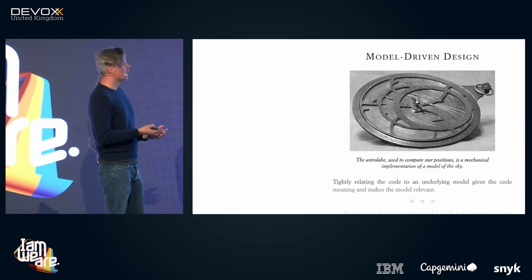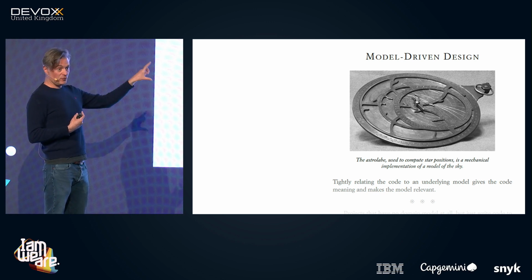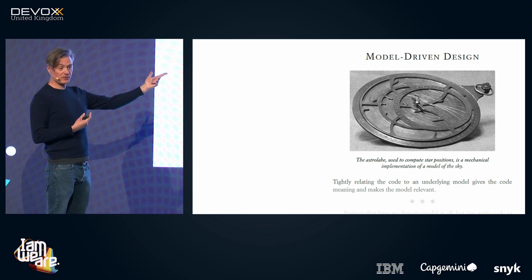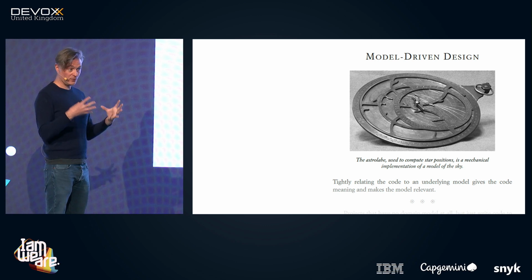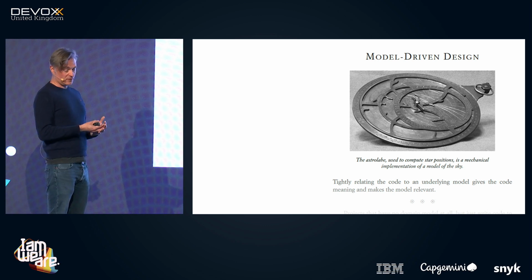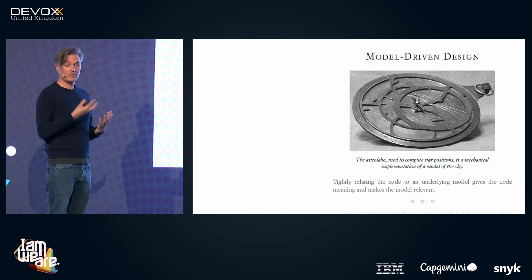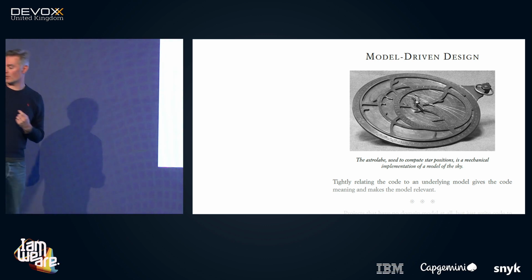Number two, model-driven design. The pictures in the DDD book are super clever, and I only recently realized how clever they are. That's an astrolabe. That is a physical model of the heavens put into a thing to figure out where the stars are. So it's not like a black box and you type in some numbers and some numbers come out. The physical design and shape of the astrolabe is based on the physical layout of the stars. So, model-driven design.